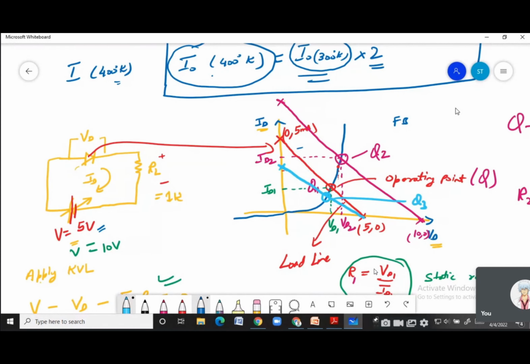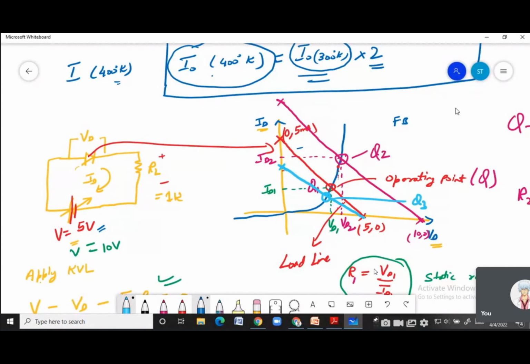So we did not solve it, but we used the available characteristic of this diode, and then we just obtained 2 points on this x-axis and the y-axis, joined the 2 points, we got a line, and that line intersected with the characteristic over here, okay, and we called that as operating point.